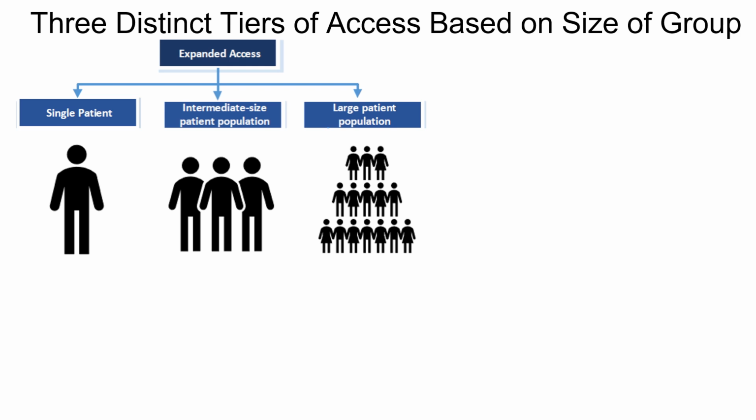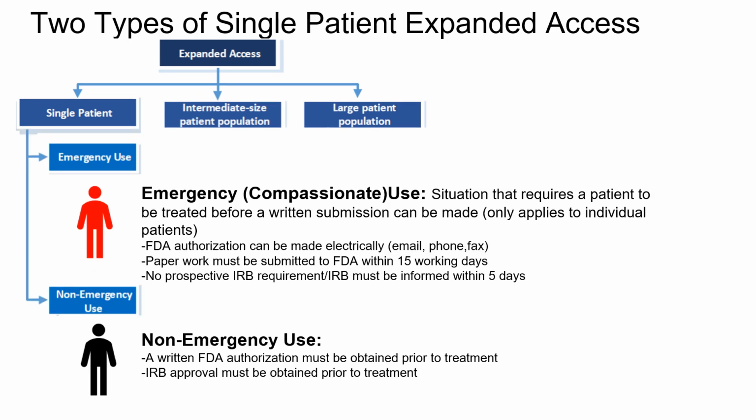Single patient is for 1 patient, and intermediate size population IND actually has no fixed numerical requirements, but it is for more than 1 patient and a size smaller than the large population. That is typical of treatment IND. Now I want to break down single patient expanded access into 2 categories: single patient emergency use and single patient non-emergency use.